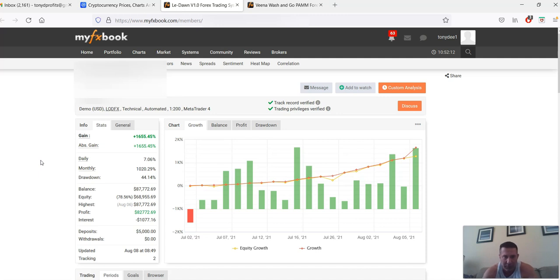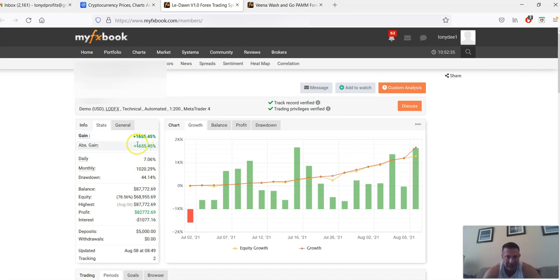What you're looking at here is a $5,000 account that they ran for 32 days. You can see July 2nd to August 6th, so a month and 4 days, just under 5 weeks, about 4.5 weeks. Okay, and you could see here it did... this is crazy, guys.